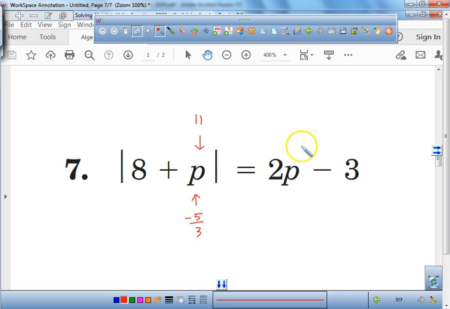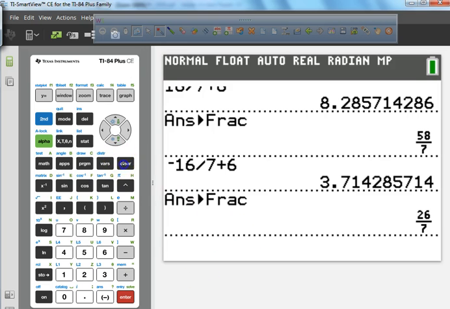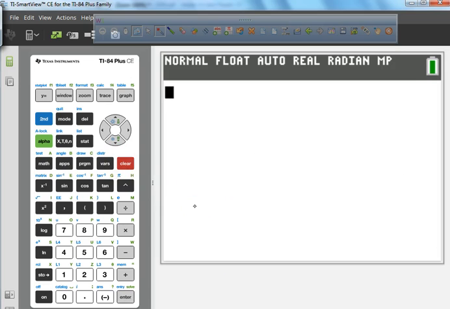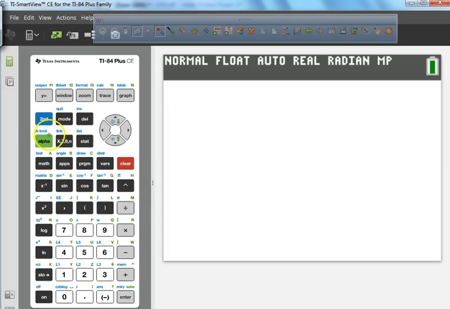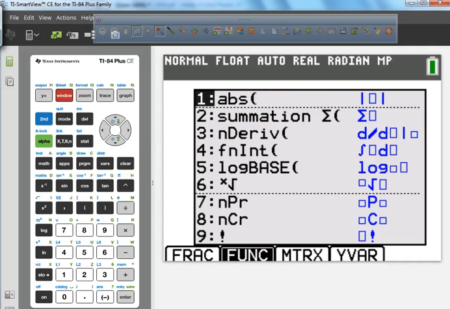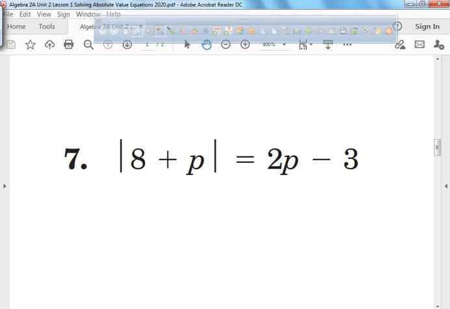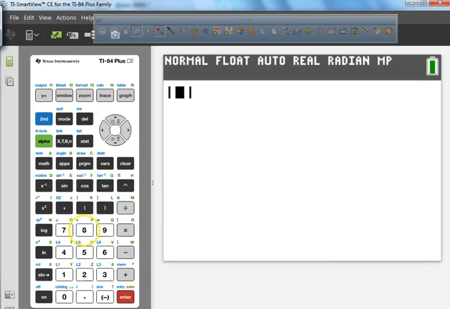So we're going to check these answers by plugging them in right here. So you got your calculator. Go to your calculator. I'm going to clear everything out of my calculator so we have a nice blank screen. To get to the absolute value bars, you're going to hit alpha window. You can see ABS. Press enter. All right. And then it has 8 plus p. So we already know what 8 plus 11 is, right? What is it? It's a total of 19.